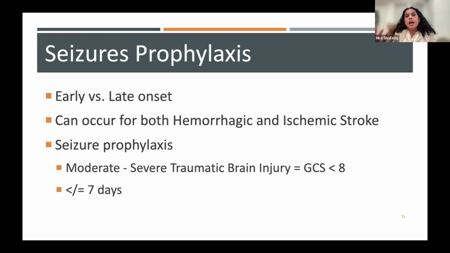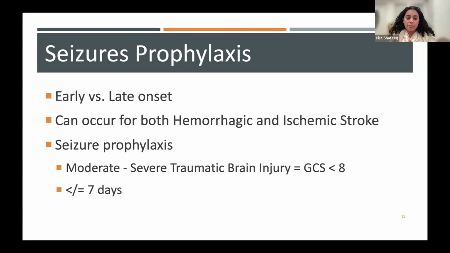Now, if someone's having a neurological injury and they end up having a seizure, that's a different thing, right? And even then, evidence is really limited based on what people do. A lot of times people manage it based on whatever their neurological team's protocol is. So let's first talk about prophylaxis.